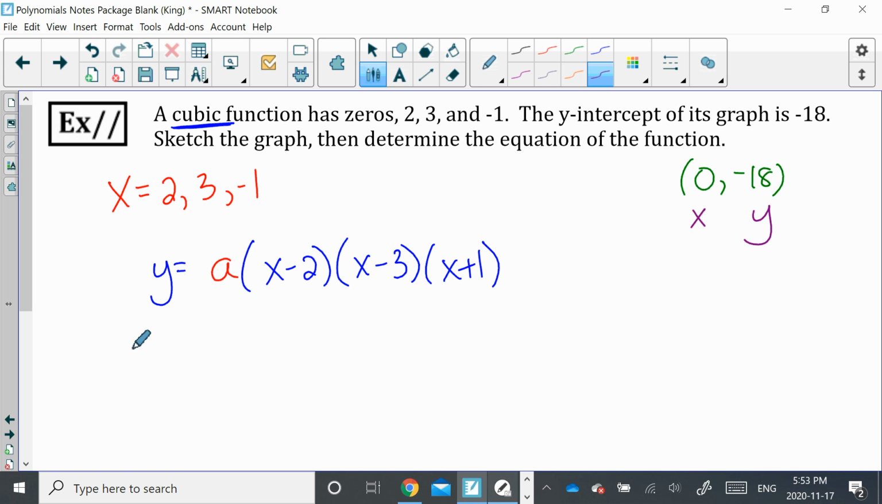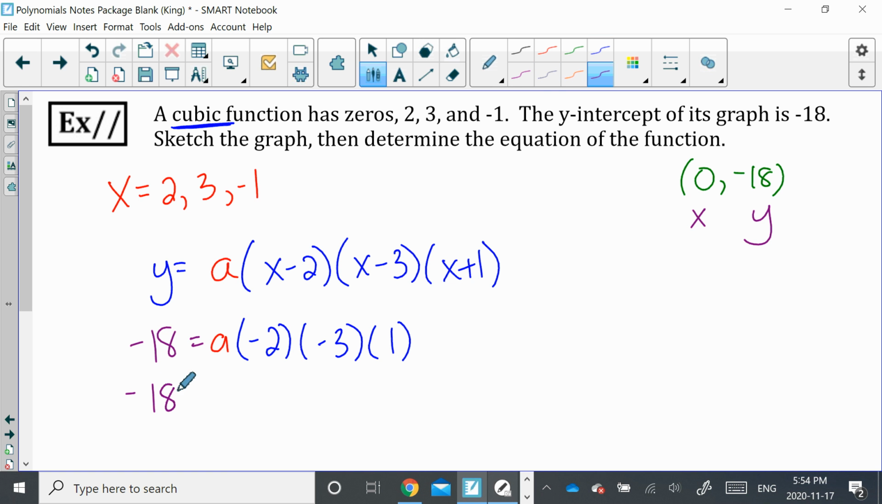So y is -18 is equal to a, and then I've got to put in 0 here. So 0 minus 2 is going to give me -2. 0 minus 3 is going to give me -3. 0 plus 1 is going to give me 1.